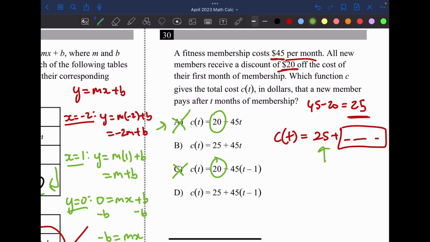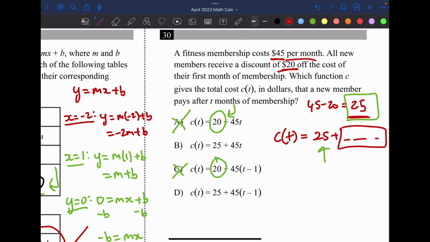Options A and C, the reason I crossed them out was that they assumed we're going to be paying 20, even though we are getting a 20% discount. We're not paying 20, it's 20% off. That means we are left with 25. So far my two options left are either B or D. So I'm going to see which one is correct.